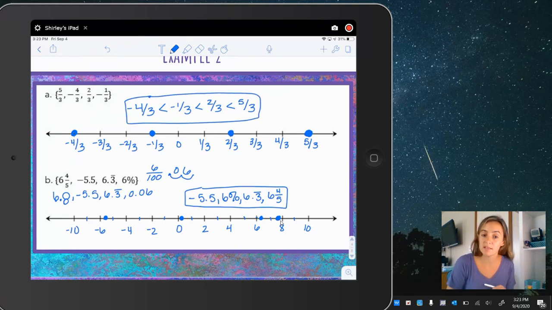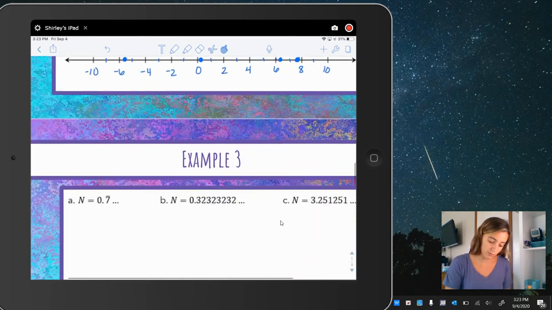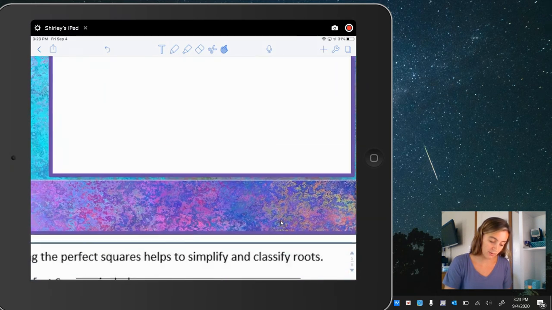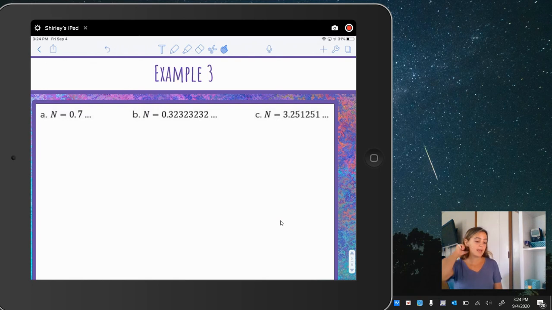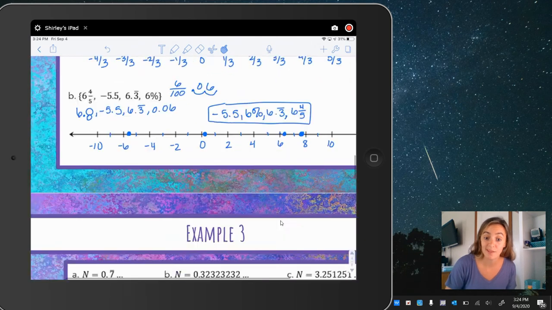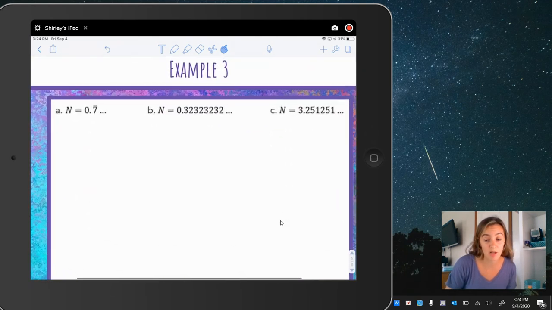So there's your number lines, how to use them to order your rational numbers. And then if we move on to our final example for the day, we have these rational decimals, and we're going to figure out how to write these decimals as fractions. Okay? So we're going to take a break because these two examples were a lot. This gets a little bit more involved, so I'm going to stop the video here.